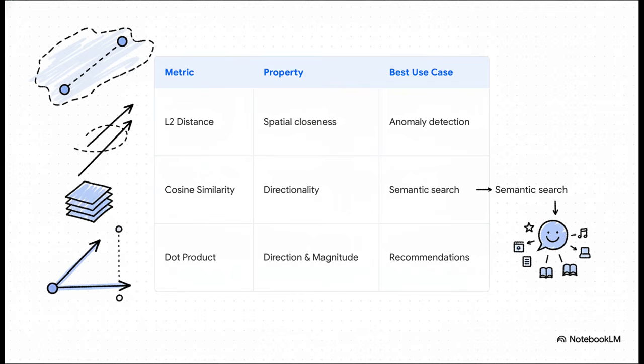Next, we have cosine similarity. Now this one measures only the angle between 2 vectors, completely ignoring their length. If 2 vectors point in the exact same direction, they are perfectly similar. That makes it absolutely incredible for comparing text documents of completely different lengths. Finally, there's the dot product. This considers both the angle and the magnitude, which makes it highly effective for things like recommendation engines, where the length of the vector might represent, say, a user's overall activity level.